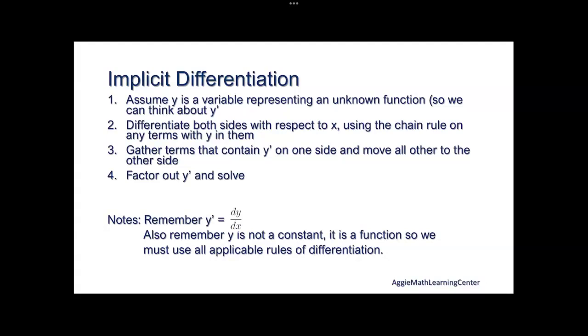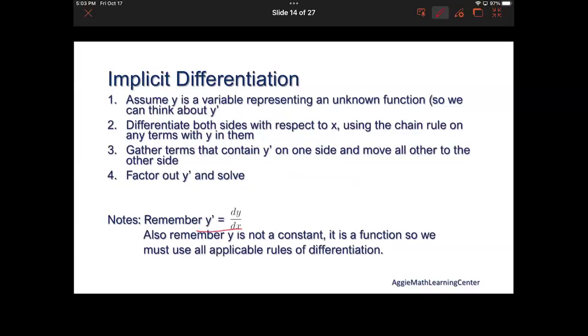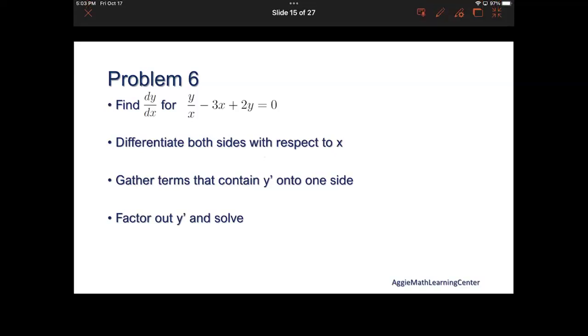In other words, we can also write y prime as dy dx or something along those lines. Just remember that y is not a constant during implicit differentiation. We have to treat it as if it was a variable. Okay, so for this example, we have find dy dx for y over x minus 3x plus 2y is equal to 0. So let's just differentiate both sides.